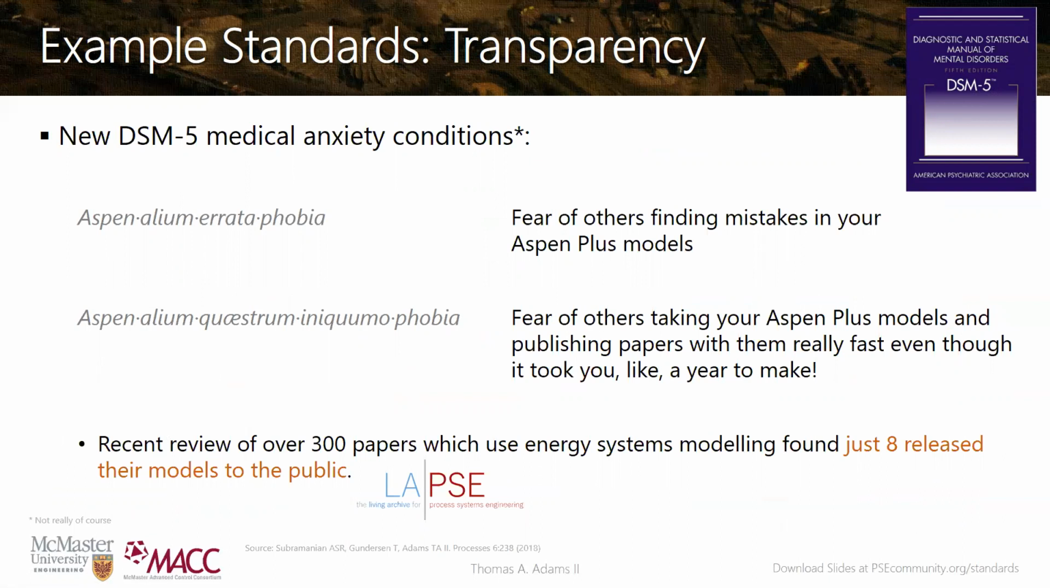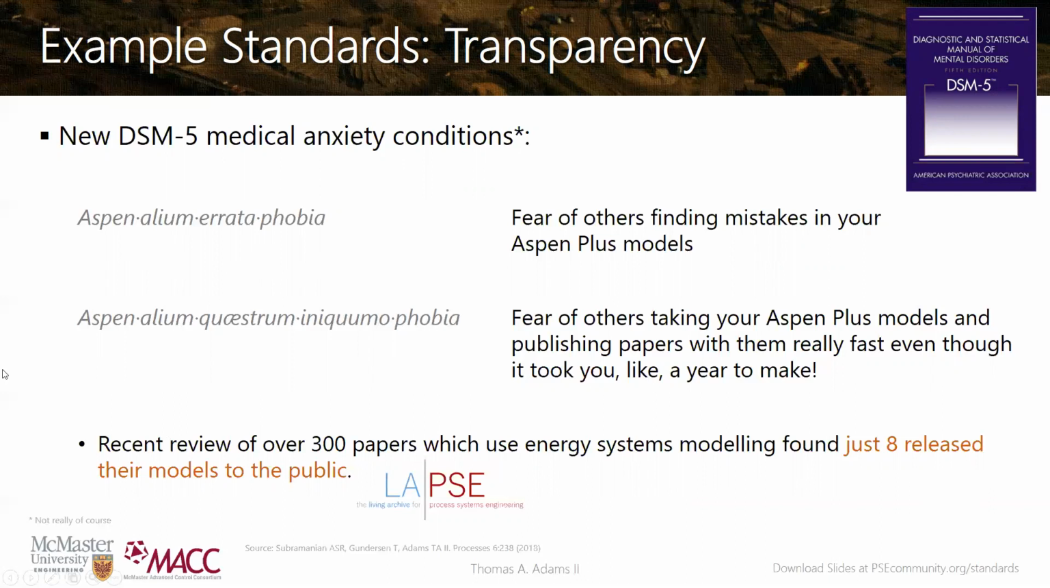Transparency is another one. And to those of you chemical engineering modelers on the call, which I am one, you'll understand this. There's a new DSM-5 medical anxiety condition. So if you ever talk about psychology, the American Psychiatric Association, there's a new mental health problem out there in the new edition. It's called Aspen allium eratophobia. It's the fear of others finding mistakes in your Aspen Plus models.